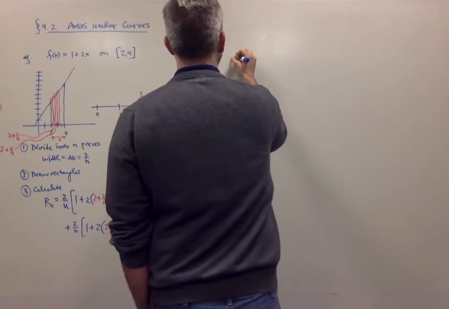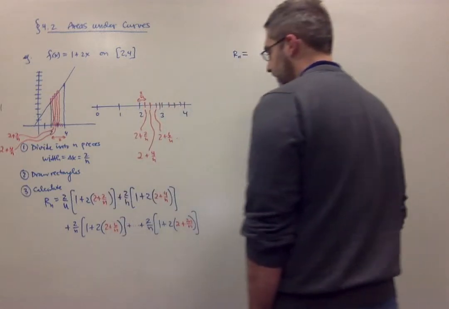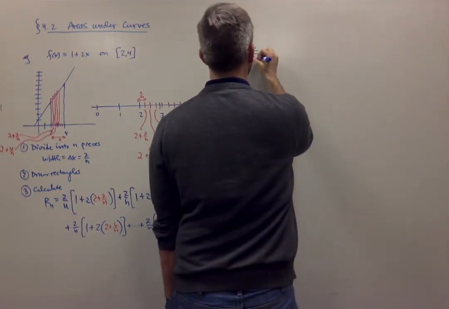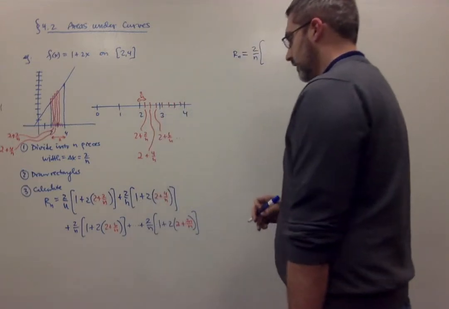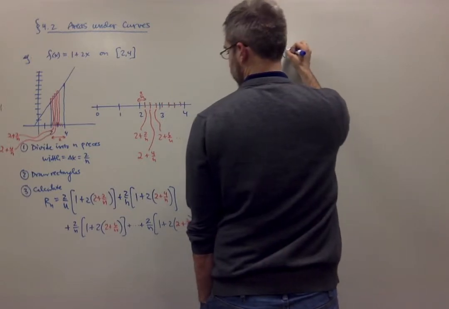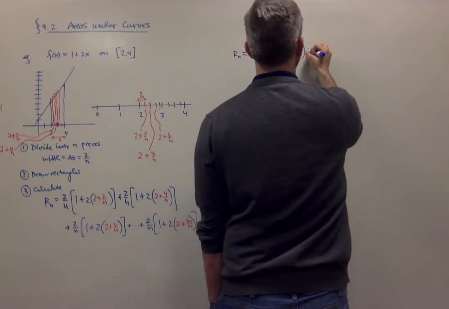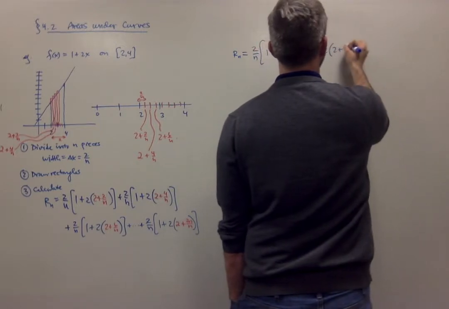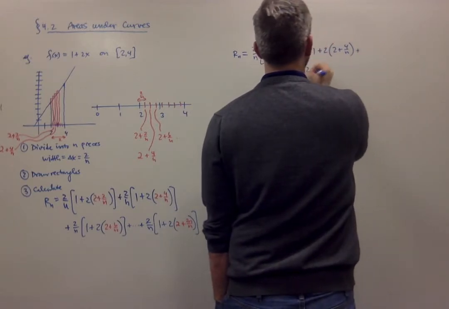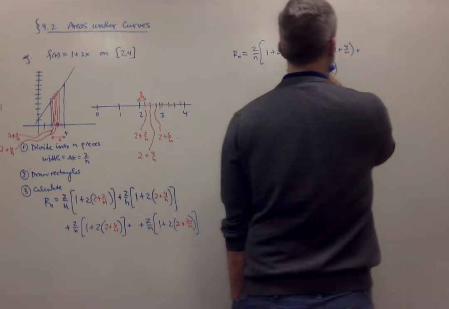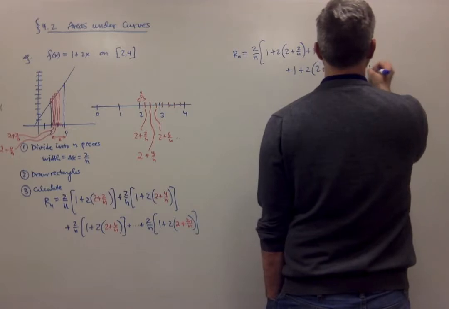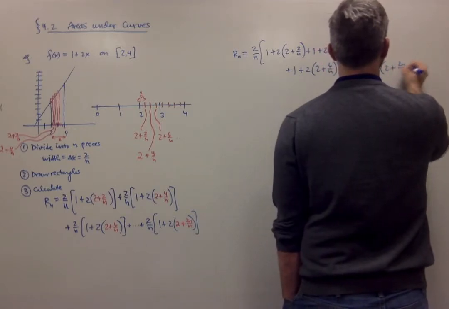All right, so let's clean this up now some. So everything has a 2 over n. So let's just pull that out so that we're not dealing with it. And then I've got 1 plus 2 times 2 plus 2 over n. 1 plus 2 times 2 plus 4 over n. 1 plus 2 times 2 plus 6 over n. And then all the way to 1 plus 2 times 2 plus 2n over n. Okay.